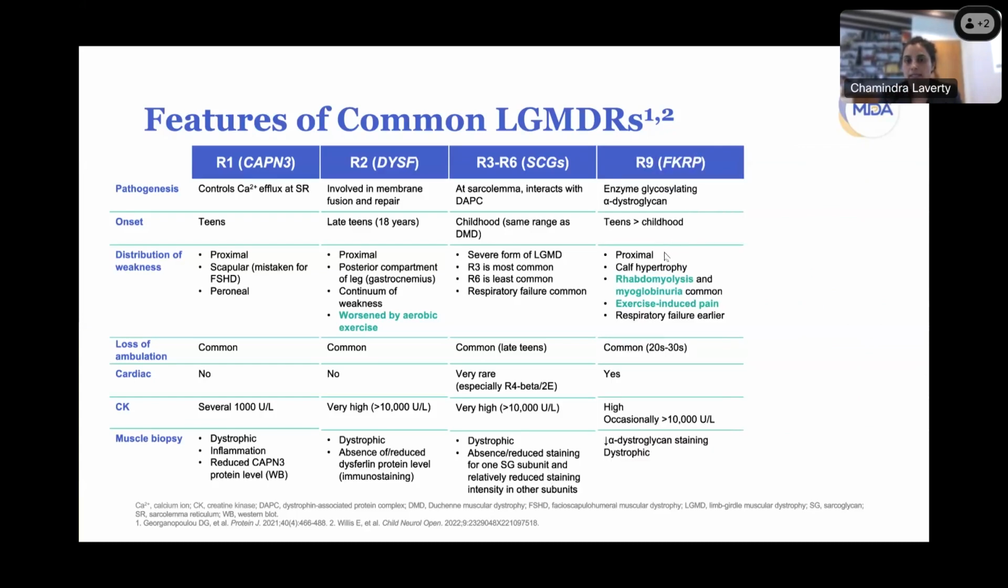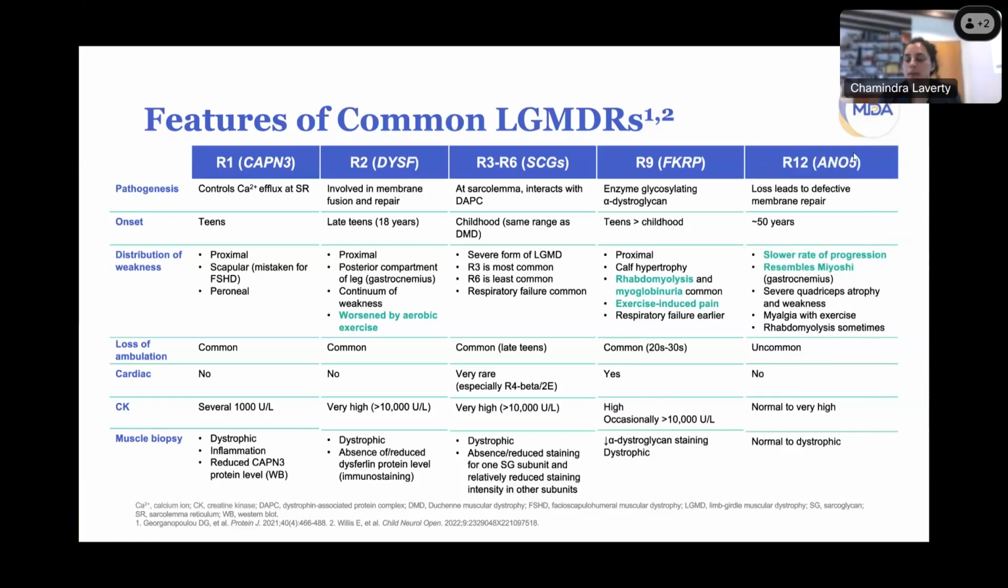And then comes FKRP, which is an enzyme that's glycosylating alpha dystroglycan. By the way, the sarcoglycans are part of the cell membrane. They're proteins on the cell membrane, and they associate with the dystrophin-associated protein complex. FKRP characteristically has rhabdo. These patients have myoglobinuria, so Coca-Cola colored urine, especially after exercise. And it could be spontaneous as well, spontaneous rhabdo that happens in their teenage years often. And later on, the weakness sets in. Respiratory failure does happen, and there is definitely a cardiac component to this. So these patients should be surveilled for cardiac disease. And CK is usually very, very high.